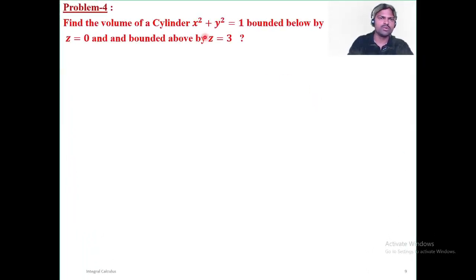Find the volume of the cylinder x squared plus y squared equals 1, bounded below by z equals 0 and bounded above by z equals 3. Since the cylinder is x squared plus y squared equals 1, its central axis is the z axis. Let us draw a rough sketch.